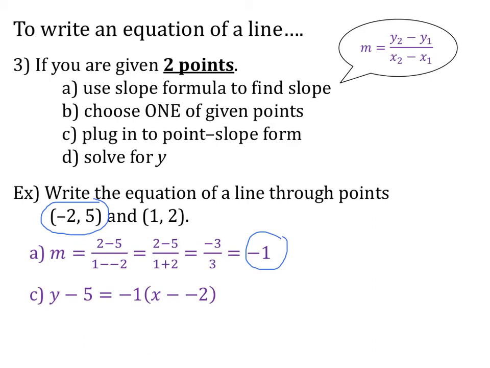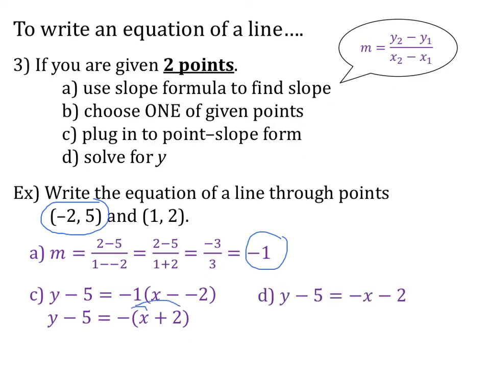So when I plug in the point that I've chosen, the one I've circled, it'll be y minus 5 equals -1 times x minus -2. And we know that's the same as x plus 2 because minus a negative is the same as plus a positive. So in point-slope form, I have y minus 5 equals -1 times x plus 2.